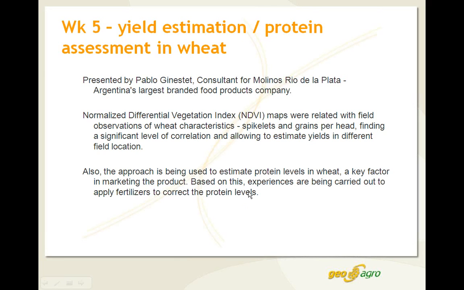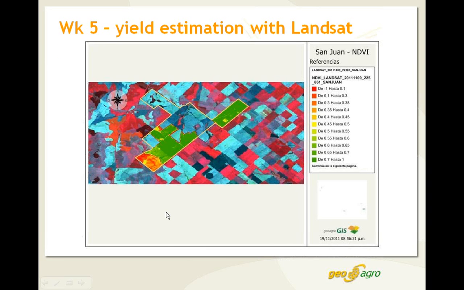Protein levels is something we're correlating with ground values, the remote sensing data. And this is a key factor in marketing the product. It could also be applied to correct some deficiencies. And a very brief overview. Basically, what we do is estimate NDVI. Of course, you receive the sample data sets in English.